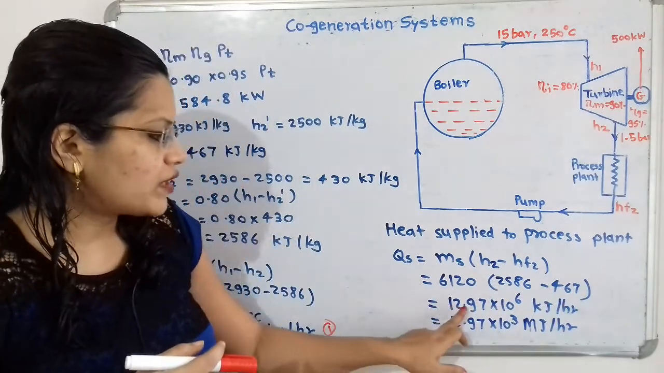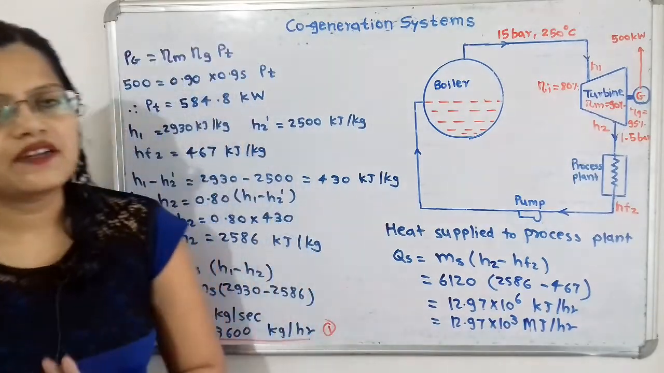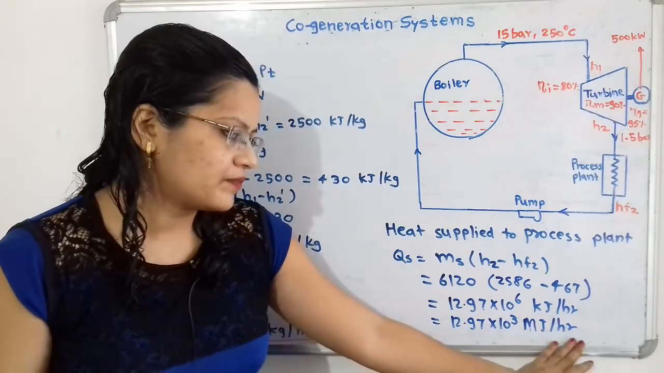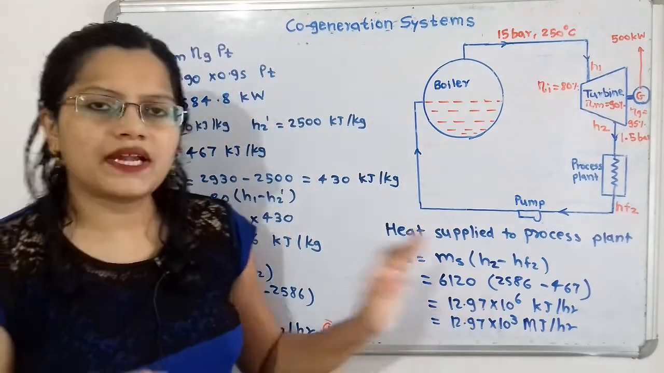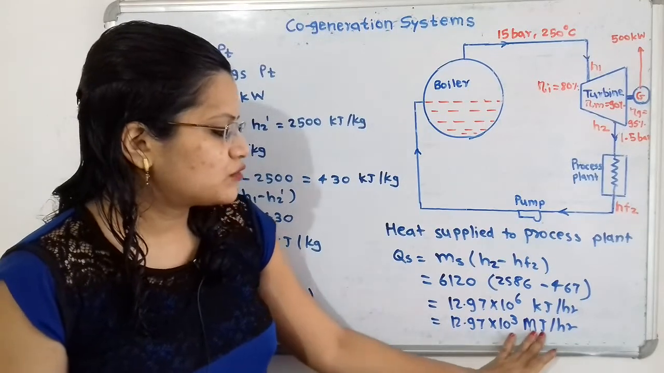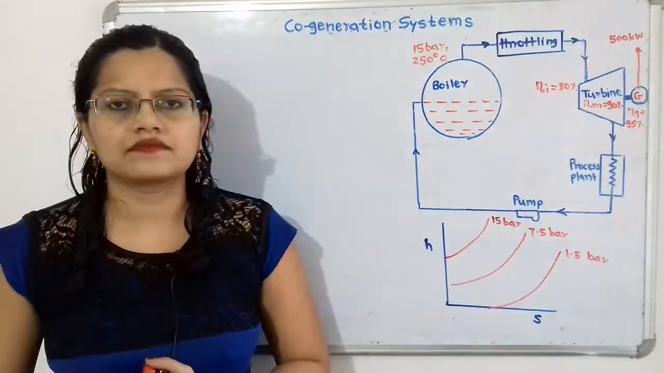So it is 12.97 into 10 raised to 6 kilojoule per hour. But in the question it is mentioned that we have to find out in megajoule per hour. So we have to divide it by 10 raised to 3. Then we will get 12.96 into 10 raised to 3 megajoule per hour. And this is the answer of the second question.